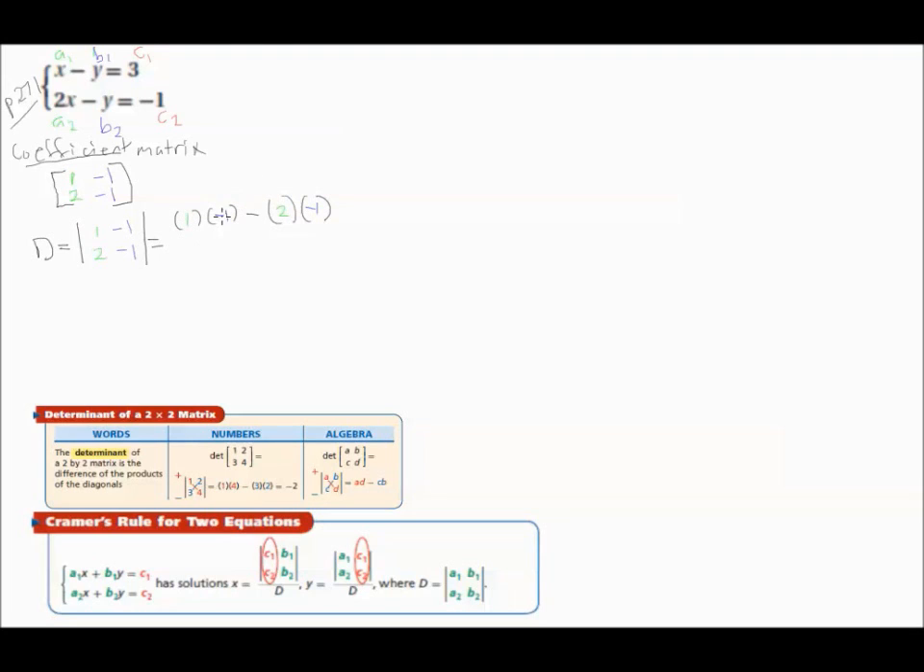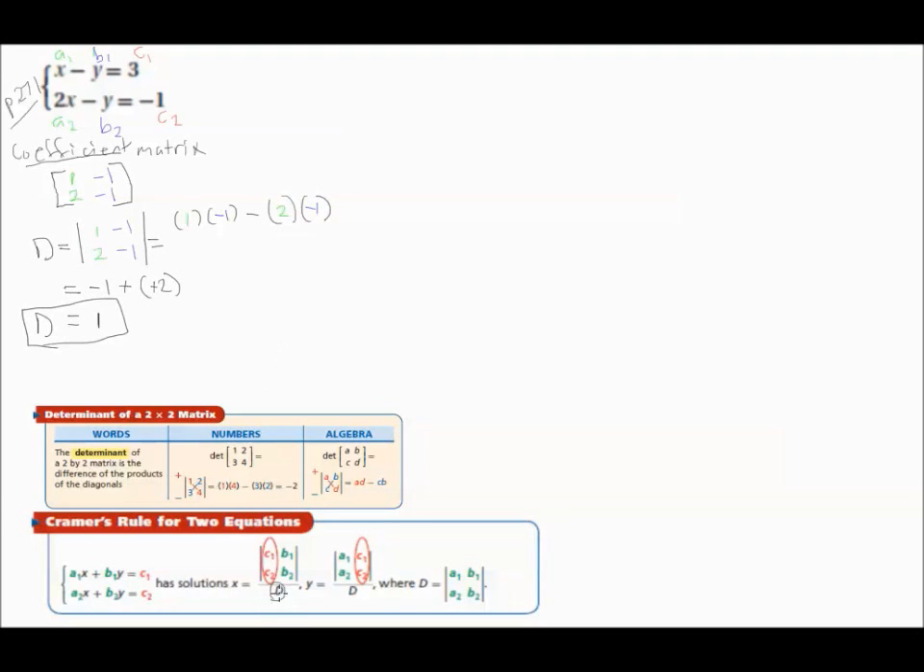And I can simplify this now. I can break it down. We can say that this will equal 1 times -1 is -1. Then 2 times -1, remember I'm subtracting, is -2. And here I have minus a negative, which becomes a positive. Negative 1 plus 2 is 1. So the determinant of my coefficient matrix, D, equals 1.